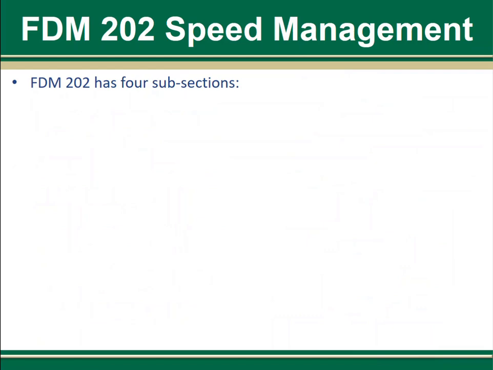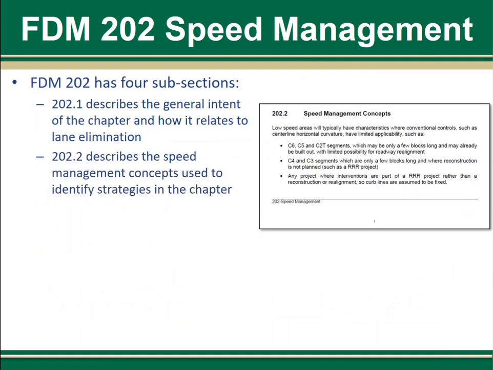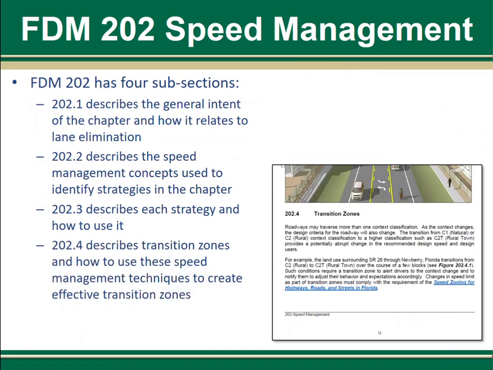FDM 202 has 4 subsections. 202.1 describes the general intent of the chapter and how it relates to lane elimination. 202.2 describes the speed management concepts used to identify the strategies in the chapter. 202.3 describes each strategy and how to use it. And 202.4 describes transition zones and how to use these speed management techniques to create effective transition zones.